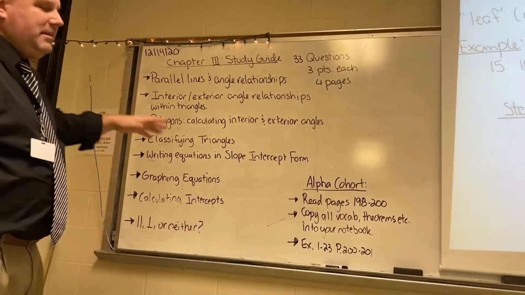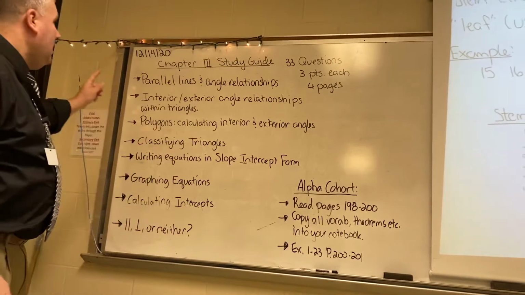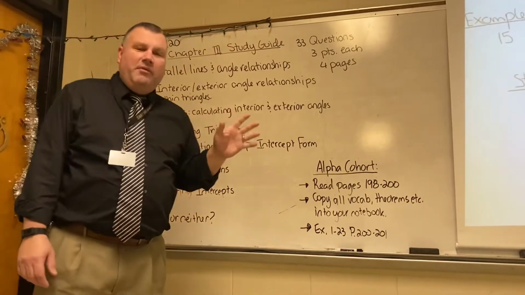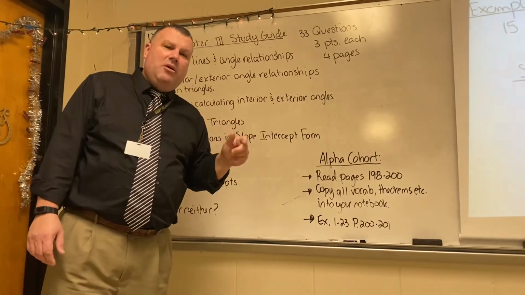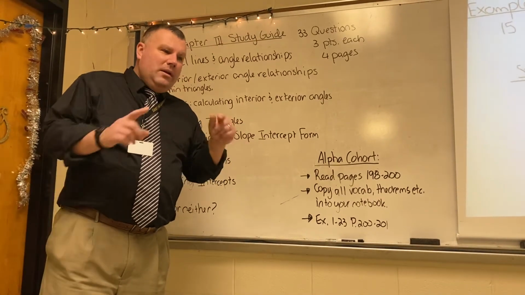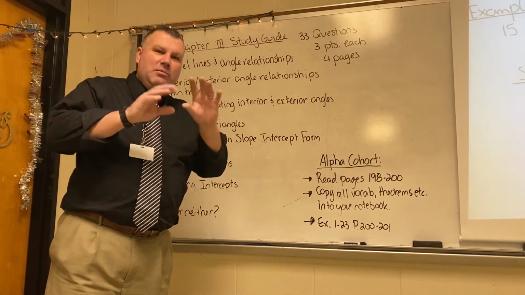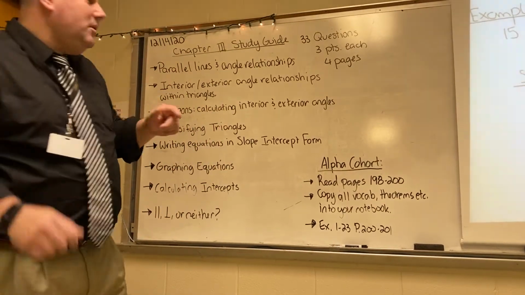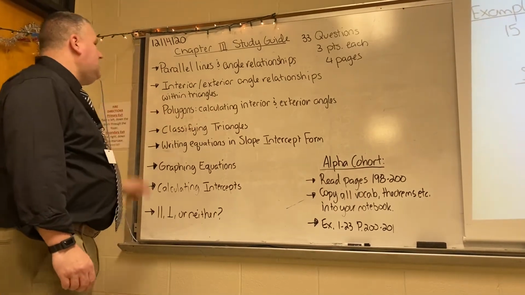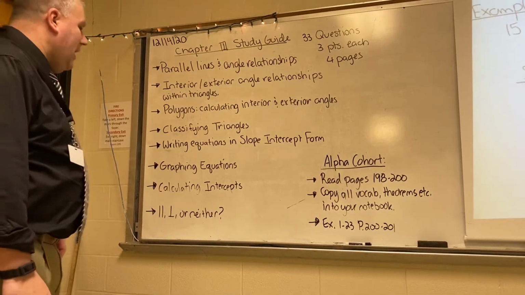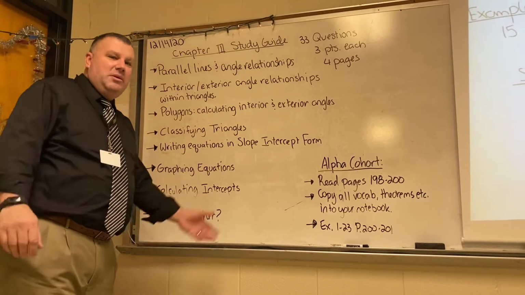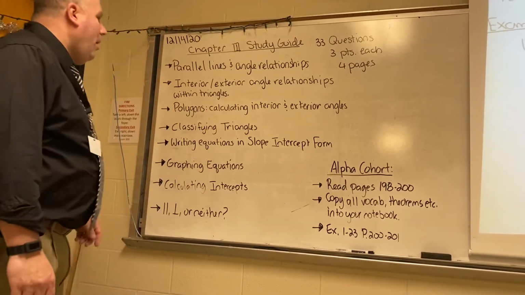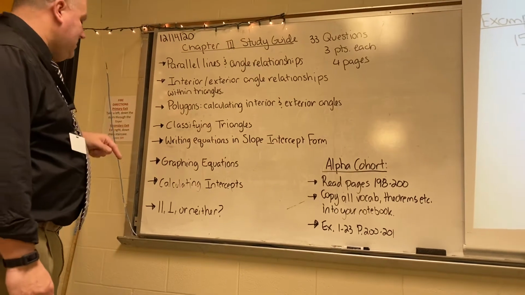But here are the main things that you need to be focusing on, okay? Parallel lines and angle relationships. There's 4 or 5 different problems dealing with the angle relationships. How are these angles similar? How can you move some of these math problems around to complete an equation, okay? Also, interior and exterior angle relationships within triangles. Remember that the exterior angle is equal to the sum of the 2 remote interior angles. Very important.